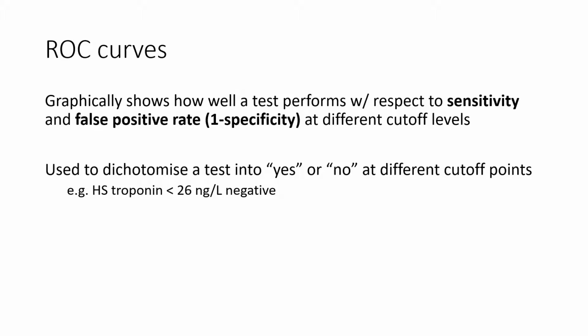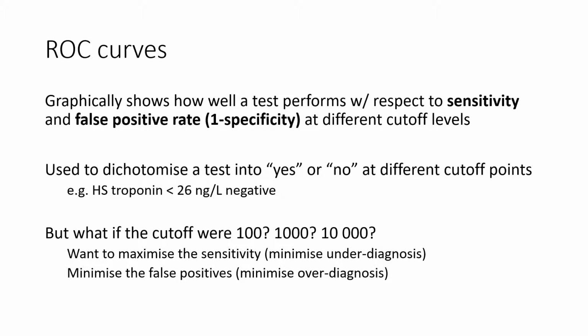For example, where I work, our high sensitivity troponin I, if it's less than 26 nanograms per liter, that's negative, and above that's positive. But what if the cutoff were 100, for example, or 1,000, or 10,000? What you'd like to do is maximize the sensitivity, so minimize underdiagnosis, and minimize the false positives to minimize the overdiagnosis.